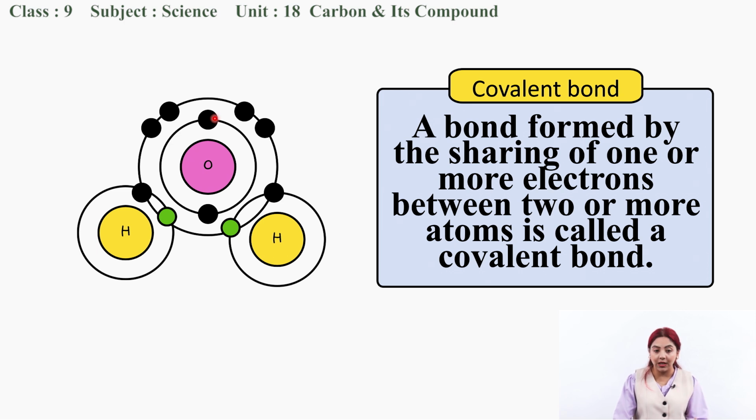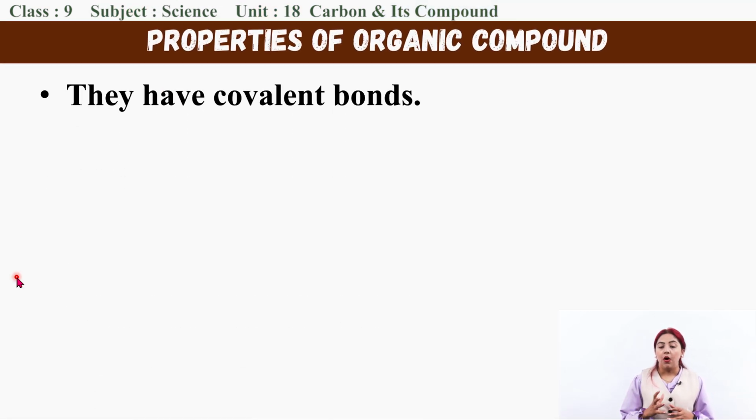Now, this water, that is a compound, is formed by sharing of one or more electrons between two or more atoms. That's why this type of bond is called a covalent bond, and we can say that water has covalent bonds. So, organic compounds have covalent bonds.